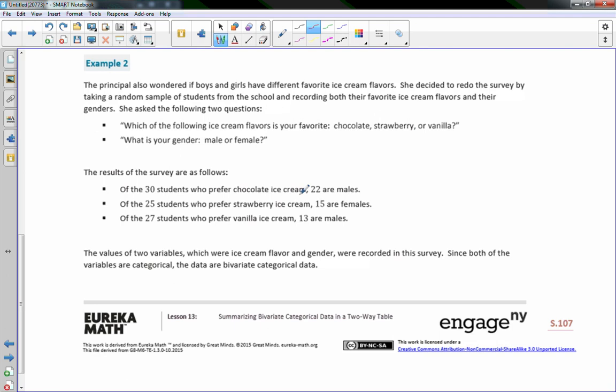Of the 30 students who preferred chocolate ice cream, 22 are male. Of the 25 students who preferred strawberry, 15 were female. And of the 27 students who preferred vanilla ice cream, 13 were male. The values of 2 variables, which were ice cream flavor and gender, were recorded in this survey. Since both the variables are categorical, the data is bivariate categorical data.